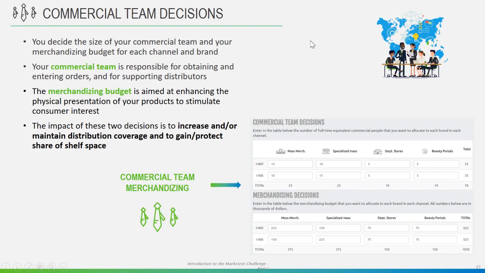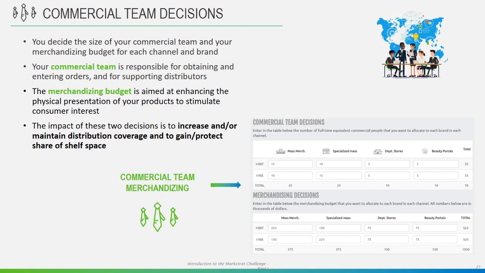All right, commercial team. With the commercial team, you're doing 2 things. You're basically hiring and firing salespeople. You specify how many people you want selling each brand in each channel. Okay, so any one salesperson sells only one brand and only to one channel. Okay, so if you look at this table, the brand Mint, you've got 15 salespeople selling Mint to mass merchandisers. You've got 10 people selling Mint to specialized mass retailers, and so on and so on.